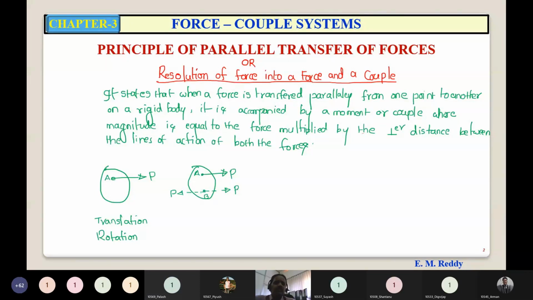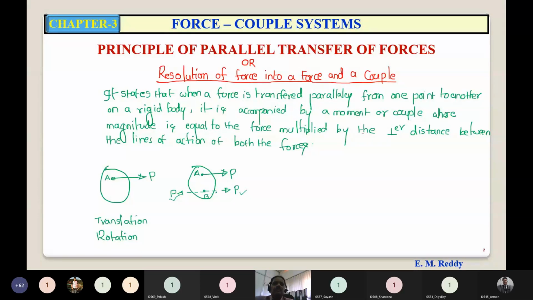Now, when I am applying these two forces of magnitude P at B, is there any change in the effect of this force P, which is acting at A on a rigid body? Yes or no? No. Why? No, because these two forces are equal. They are equal in magnitude, opposite in direction, collinear in action. So the resultant of these two forces is zero. Means this system is in equilibrium, right? These two forces are forming an equilibrium system.